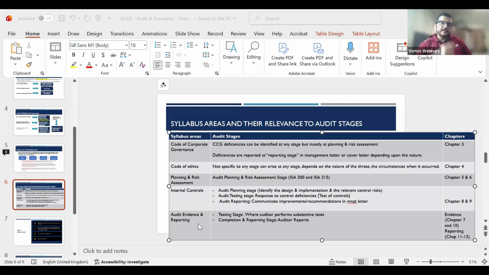So that's how your syllabus area is designed, and we try to link it with the audit stages and the process flow that we discussed in slide number 4 and slide number 5. So far, does anybody have any questions at all? Feel free to ask, raise your hands if you want to.